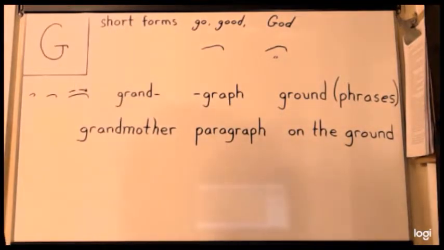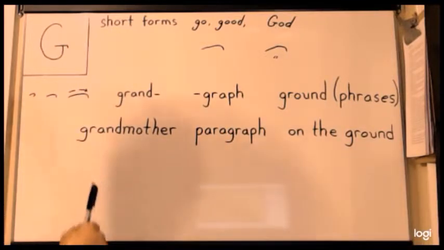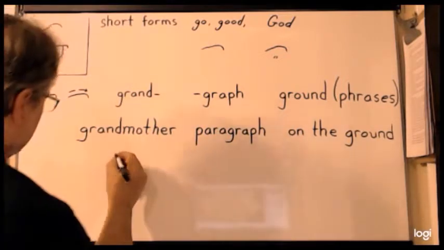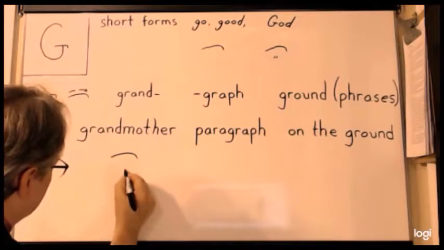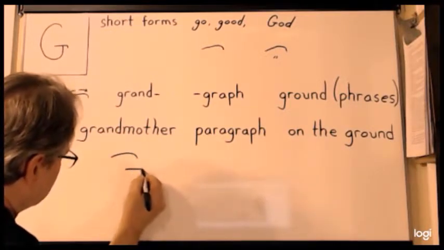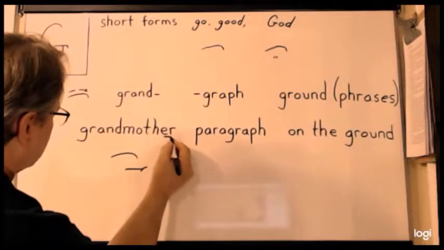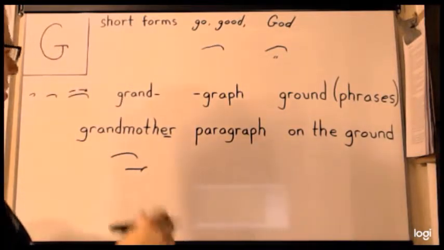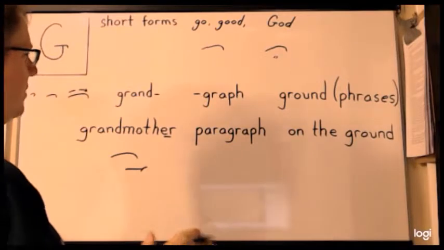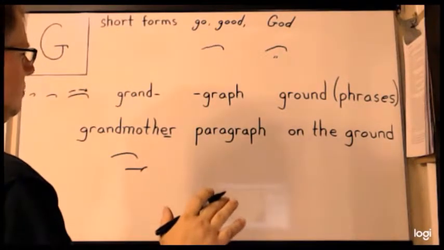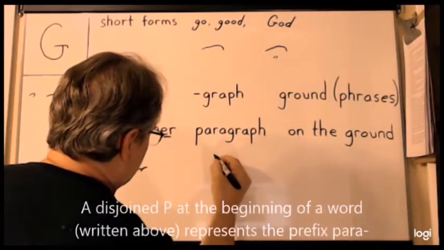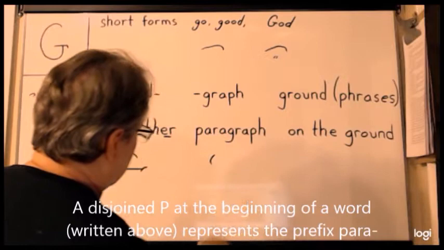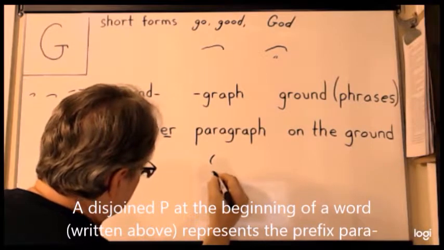The G also stands for the disjoined prefix grand, which is written above the rest of the word. So grandmother is written like this, with the G above and mother below, which is M-U-T-H. The ER is understood. The G can also stand for the disjoined suffix graph, which is written below the rest of the word. So for para, we're just going to write a P. For graph, just the disjoined G right underneath it.